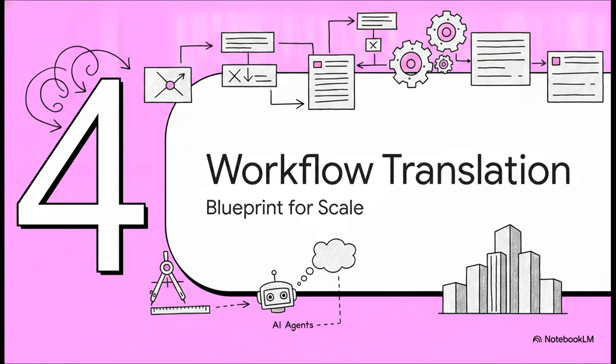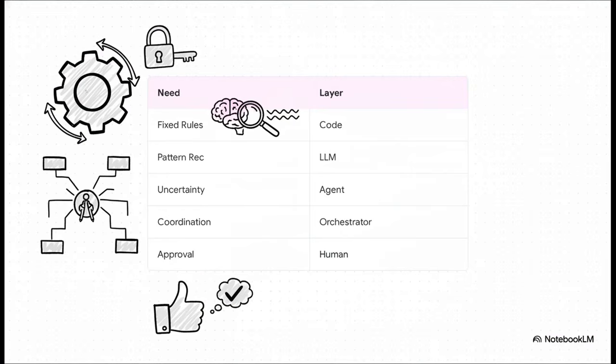Okay, Section 4, Workflow to Architecture Translation. This is your blueprint for scale. This explicit architecture perfectly defines our boundaries. It shows you exactly where agents belong, and importantly, where they don't. If a step involves fixed rules, use deterministic code. Please don't waste an expensive agent on that. If you just need pattern recognition, run a standard LLM call. But when you hit branching uncertainty, where the right path forward isn't clear until the data is actually analyzed, that is exactly where you place an agent. Meanwhile, an orchestrator handles the cross-step coordination, and humans step in purely for accountability and approval.